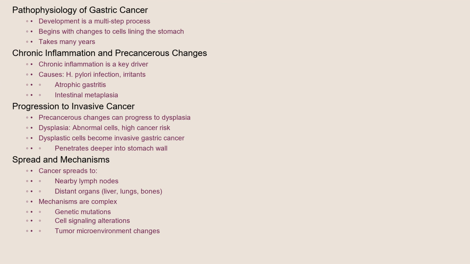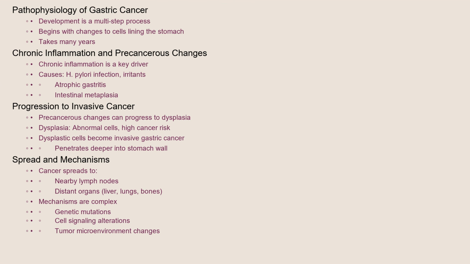Gastric cancer typically begins with changes in the cells lining the stomach, a process that often takes many years. Chronic inflammation, often due to H. pylori infection or other irritants, can lead to precancerous changes such as atrophic gastritis and intestinal metaplasia, where the normal stomach lining is replaced by cells resembling those of the intestine.